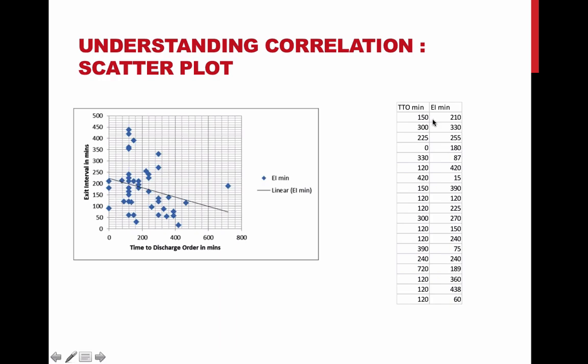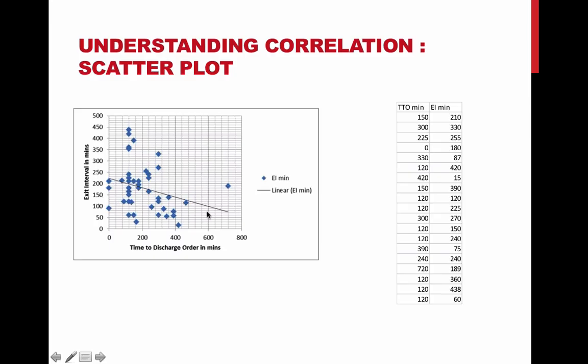And what I'm going to do is plot these. So for patient number one, time to order was 150 minutes and time to exit was 210 minutes. So I'm going to find the corresponding point on this graph, and I'm going to plot it as a blue dot. And I'm going to do that for every patient on my list here, and that will give me my scatter plot. And if you do it in statistical software, it will plot all the points for you, and it will also give you what's known as a trend line.